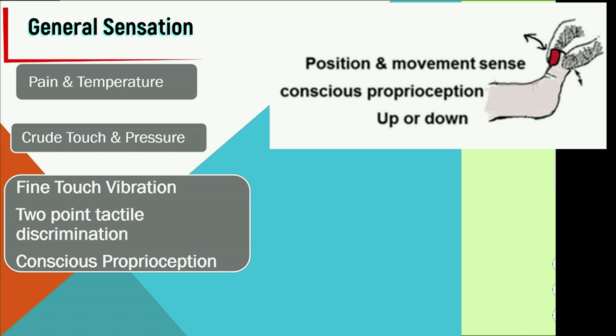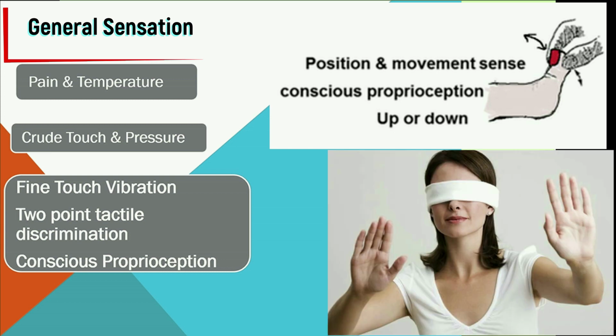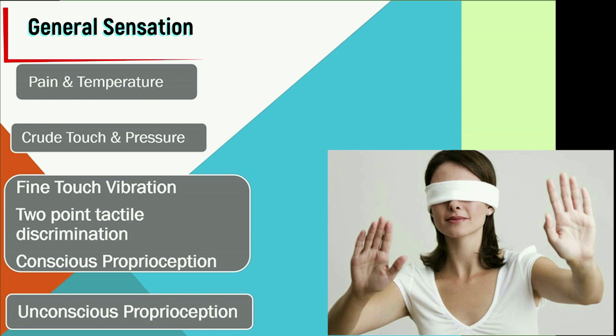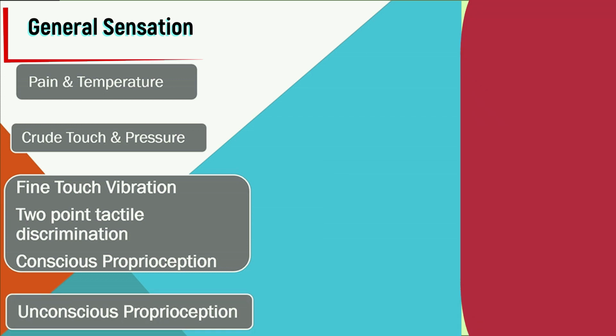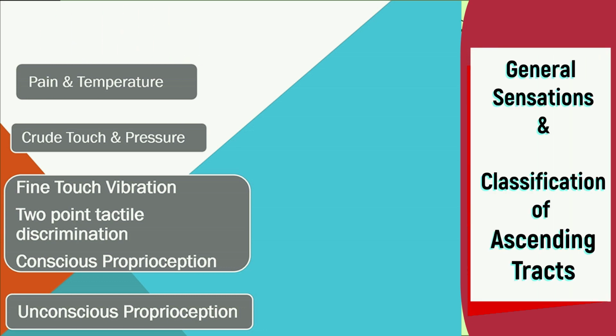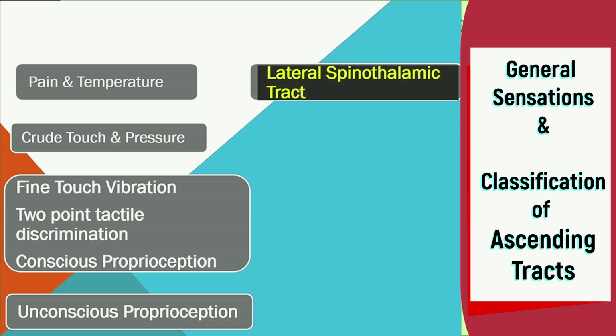Conscious proprioception is the muscle joint sense, awareness about the tone and position of our muscles when we perform different actions. This muscle joint sense can also be unconscious, so we will write this as a separate entity, unconscious proprioception. So these are the different categories of the stimulus or the sensations. Now I'll show you various categories of the ascending tracts. When it's pain and temperature, the ascending tract is the lateral spinothalamic tract.